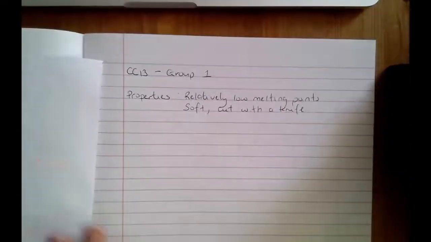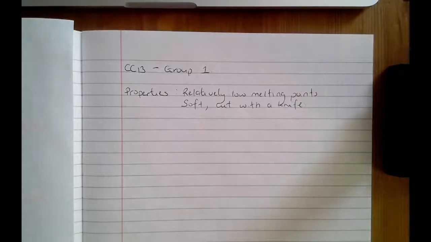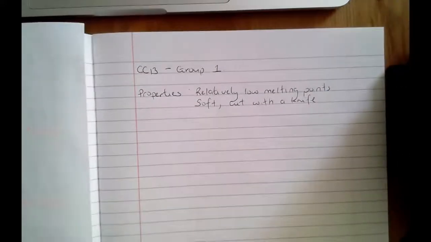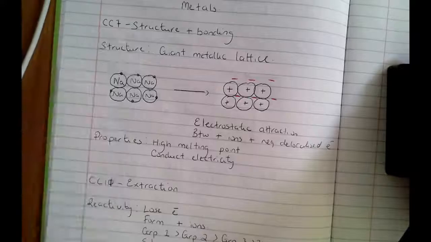The last chapter that we came across that involved metals was CC13. We did this in year 9 and we looked specifically at the group 1 metals, which are called the alkali metals. The alkali metals are metals, so they have this giant metallic lattice structure and they do conduct electricity.